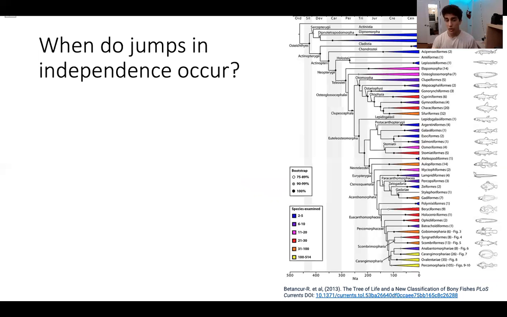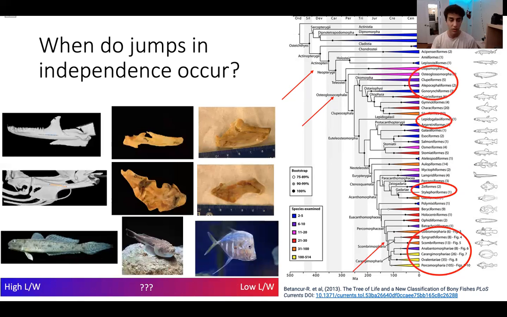And so one of the questions I'm trying to answer here is, where do these jumps in independence occur? Over the course of the history of fish, we see large jumps in diversity, and any one of these might have to do with a sudden decoupling event, allowing for that clade to evolve more efficiently while making fewer trade-offs. Because as we can see, fish morphology is incredibly diverse.